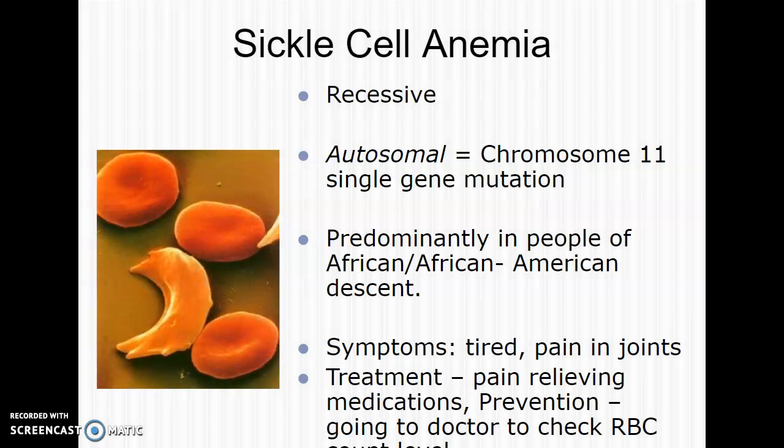Sickle cell anemia is an example of an autosomal recessive trait. It's on chromosome number 11, predominantly in people of African American descent. The symptoms are tiredness and pain in joints, and the treatment is pain-relieving medication. There's no cure for it, but there is a treatment for it.